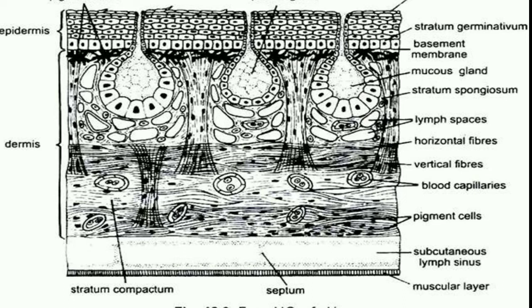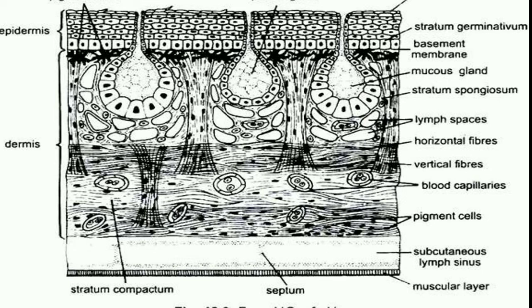The cells go upward, and as they reach the topmost layer, they become dead, and the layer is called stratum corneum. Let me tell you, in frog skin, keratinization or formation of keratin protein is somewhat less, and that is why in the frog body, hard structures like scales, nails, etc., are absent. Okay, so the upper layer is epidermis, made up of stratified epithelium, which contains stratum germinativum, the bottom layer which divides, and a thin stratum corneum present on the uppermost layer.